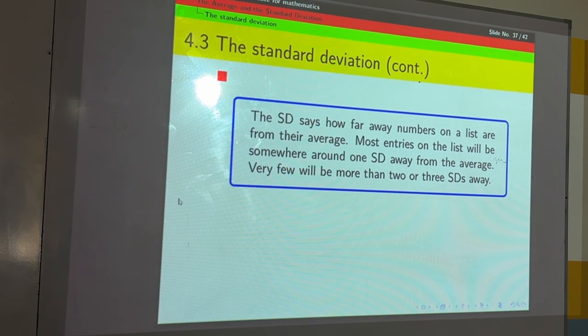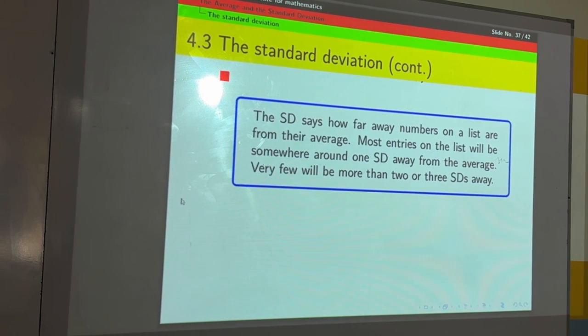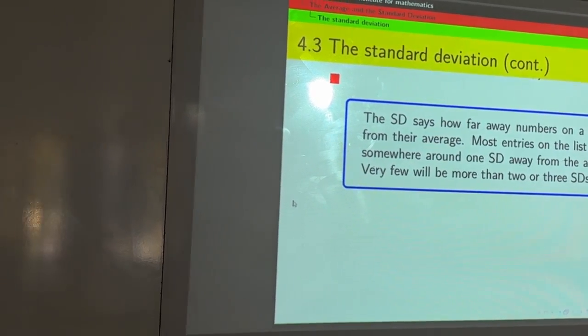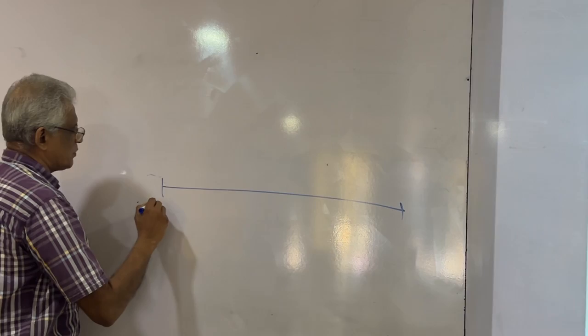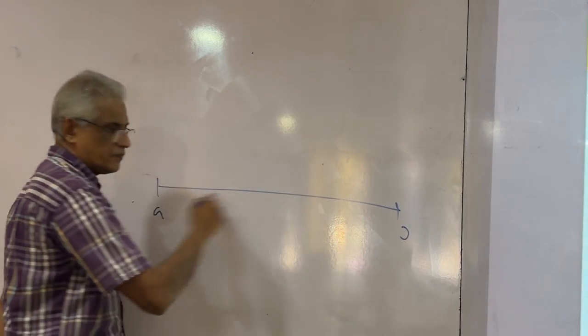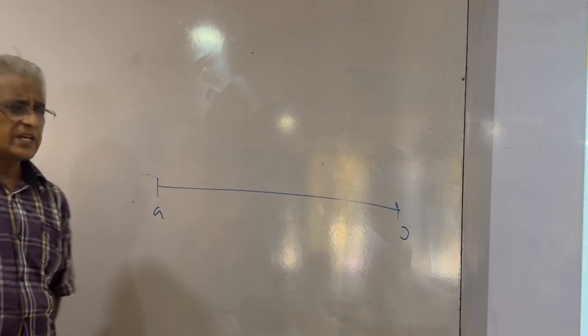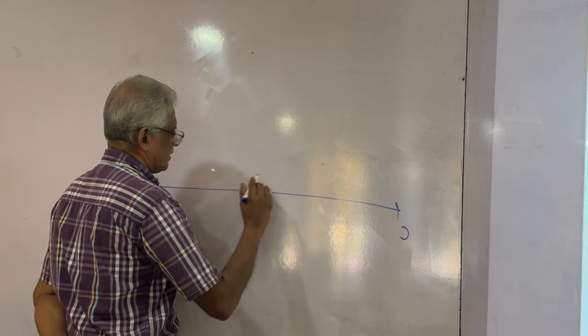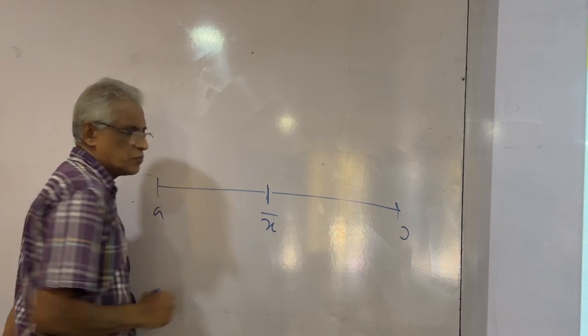So the SD says how far away the numbers on a list are from their average. Most entries on the list will be somewhere around 1 SD away from the average. Very few will be more than 2 or 3 standard deviations away. This is an empirical observation in most naturally occurring data sets. Suppose the whole data set is between A and B in a large range, and the mean is somewhere there, x bar.